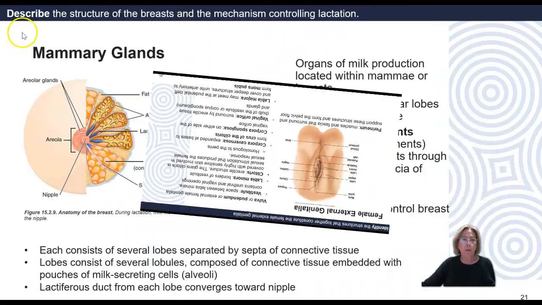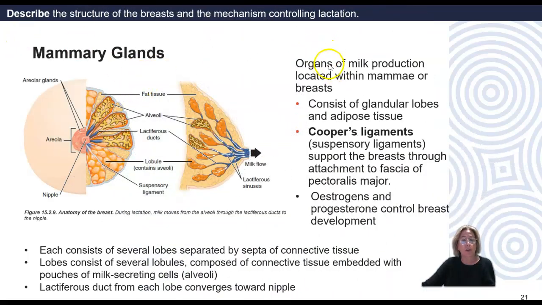And finally, to the mammary glands. These are, of course, the organs of milk production, and they're located within the mammae or the breasts. They consist of glandular lobes and adipose tissue. They're supported by these suspensory ligaments called Cooper ligaments. And they support the breast through attachment to fascia of the pectoralis major.